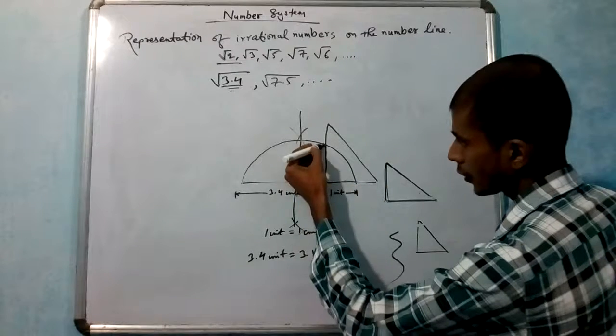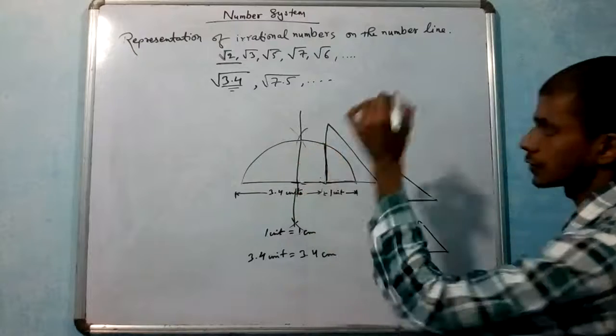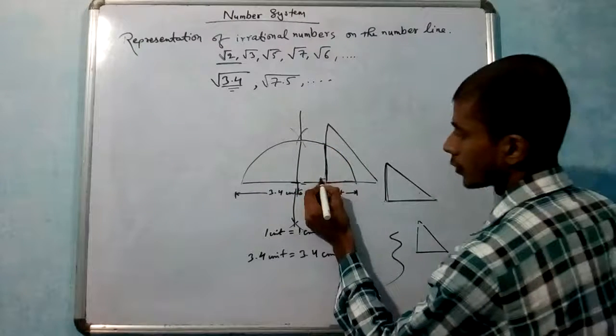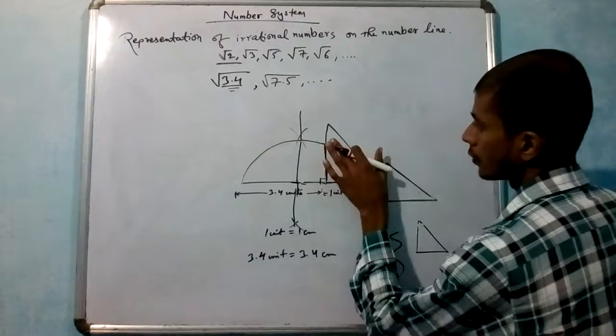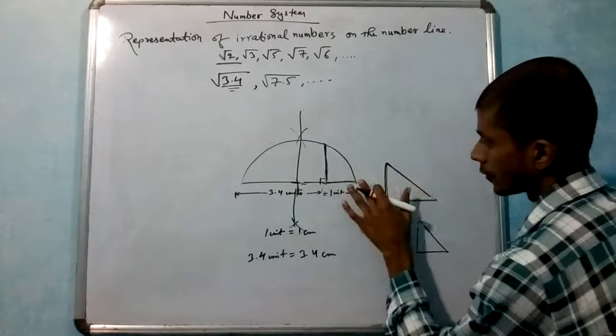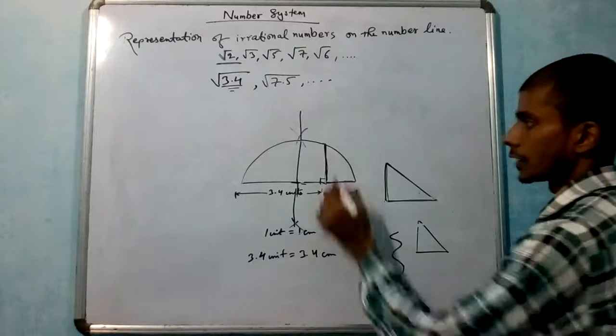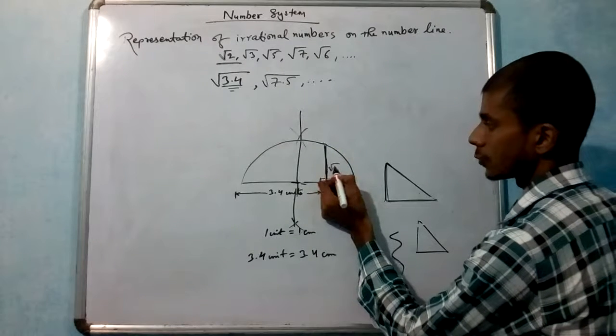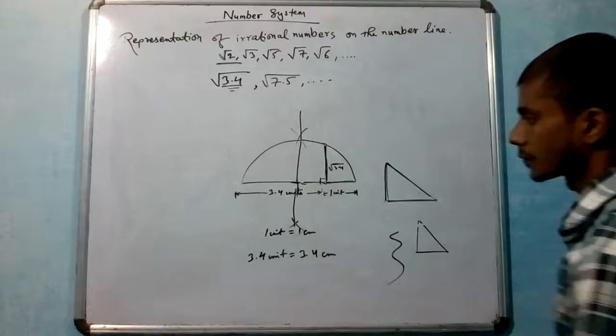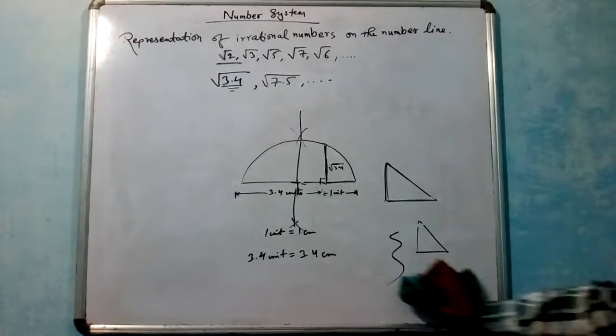Okay, and then you use your pencil and draw a straight line like this. You will get a perpendicular line on this point, and then remove your set square. Okay, and then measure this length and this length. This is root 3.4. Okay.